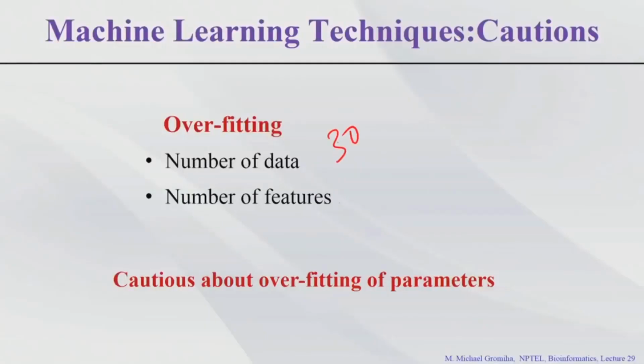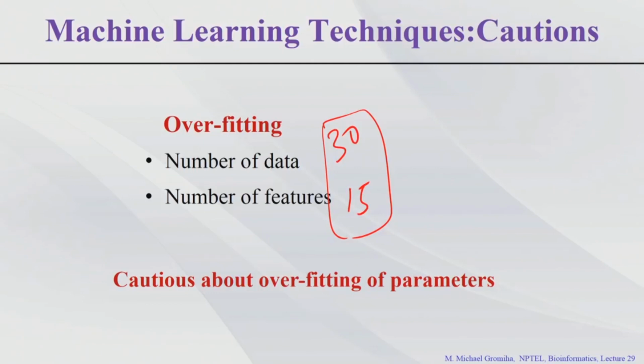If we see the number of data, for example, we have 20 or 30 data, and we fit with 15 features, we will get good results. You will see the accuracy, sensitivity, specificity, ROC, and you can get very high values, but this will not work for the new data, because here you have 30 data fitted with 15 features.